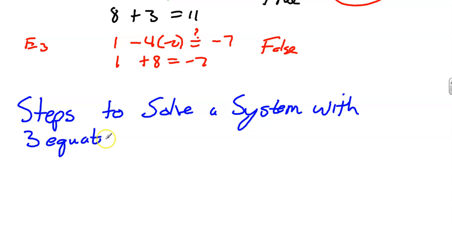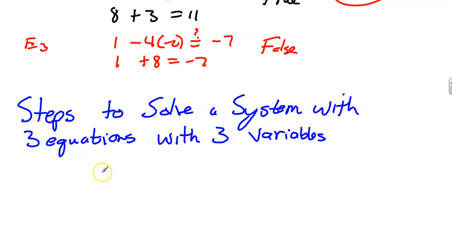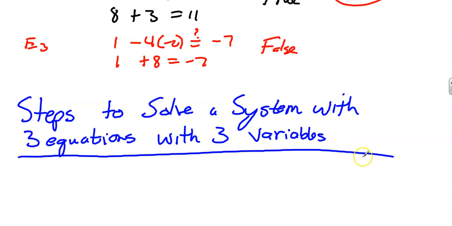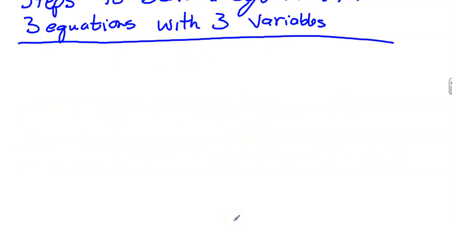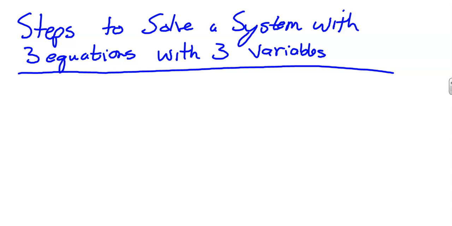So if you have 3 equations with 3 variables, got to add a little bit more to it than what we were doing last time with just a 2x2 system. It's more of a 3x3 system.